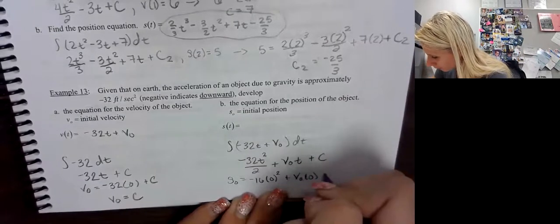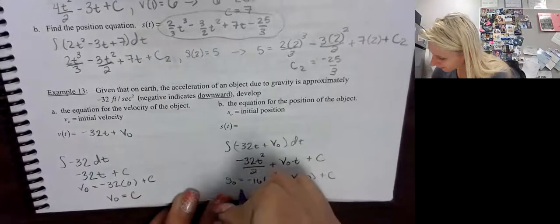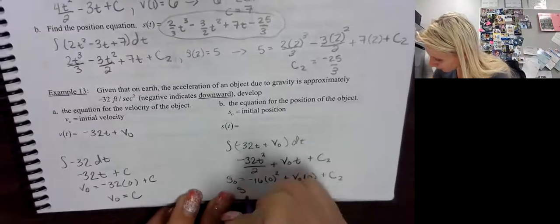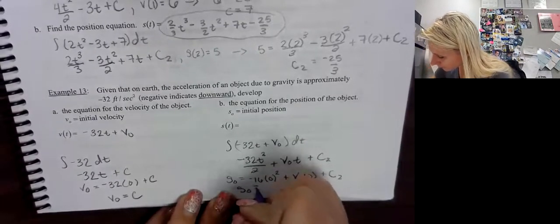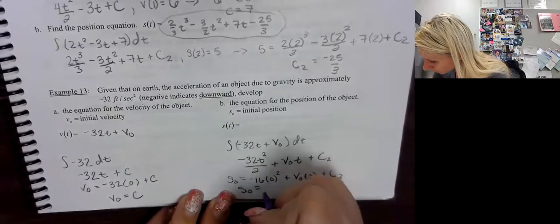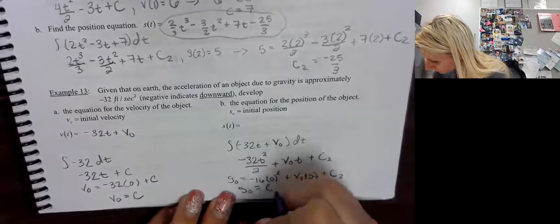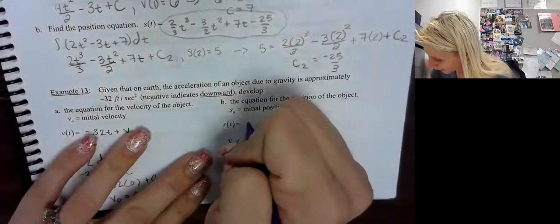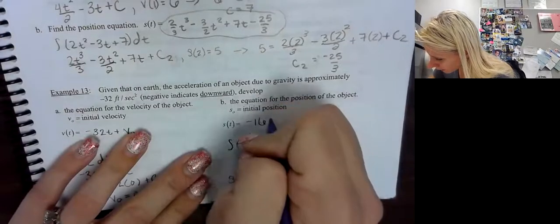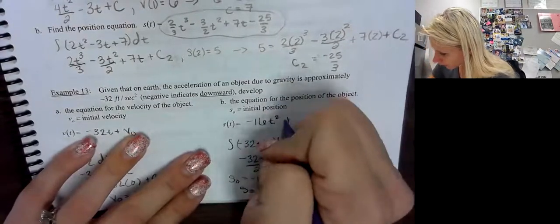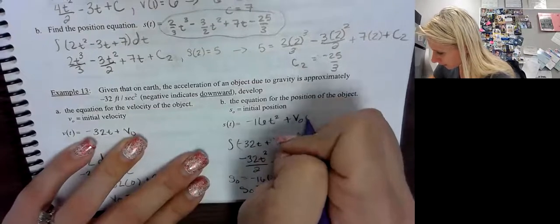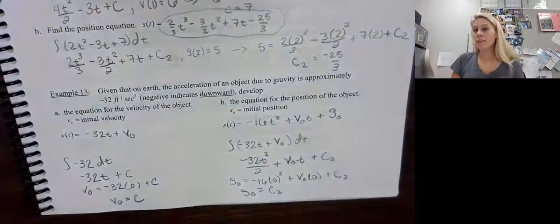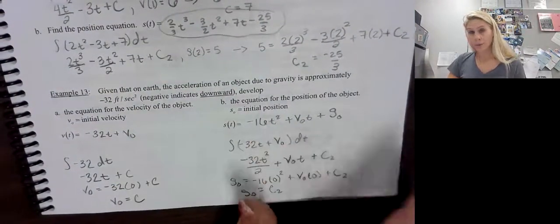And then when we solve for c, we see that, and this is the second c, right? So subscript 2. Got to be careful on that. So the c sub 2 is the initial position. So our position equation is negative 16 t squared plus initial velocity times t plus initial position. So those of you who've taken physics before, this should look familiar.